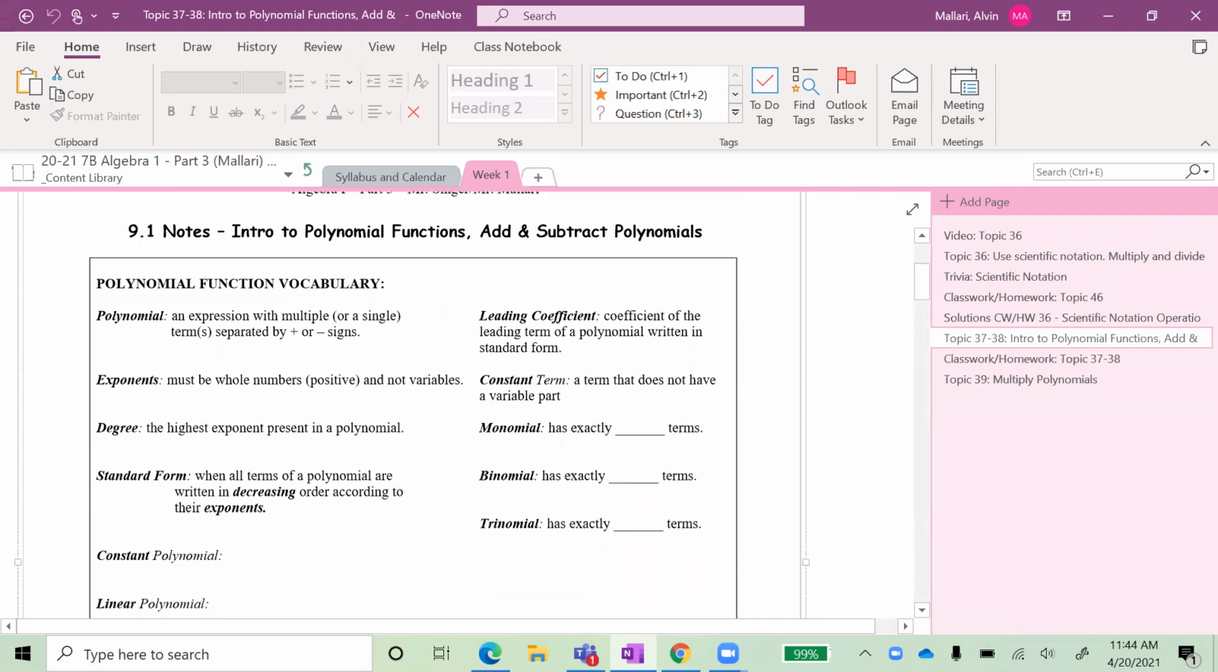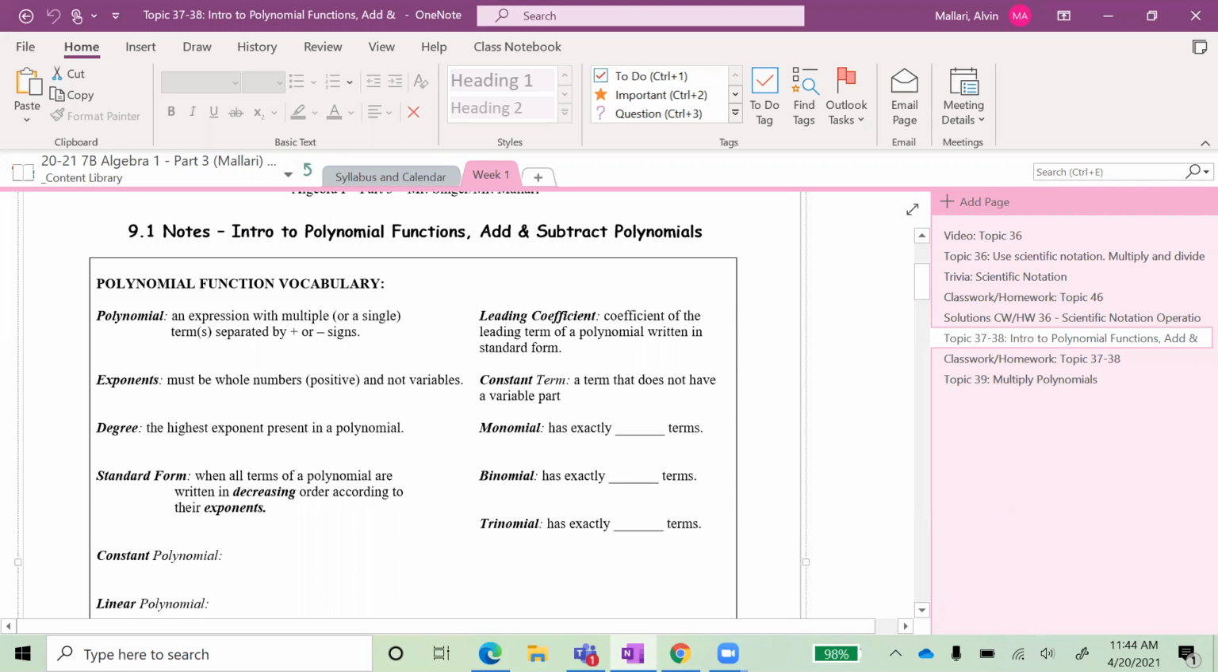A polynomial is an expression with multiple or a single term separated by a plus or a minus sign. Exponents of a polynomial must be whole numbers, meaning they should be positive as well. Not fractions, all right, and not variables also. The degree of a polynomial is the highest exponent present in a polynomial.